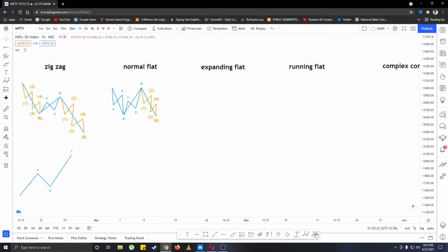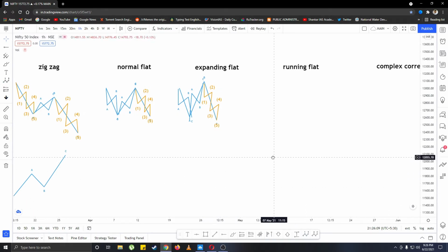Now, in an expanding flat correction, we have a wave A and a wave B which goes beyond the starting of wave A, and then wave C goes beyond the ending of wave A as well. So this is an expanding flat correction. The internal structure is an A, B and a C, an A, B and a C, and then a 1, 2, 3, 4 and a 5. So this is the structure for an expanding flat.